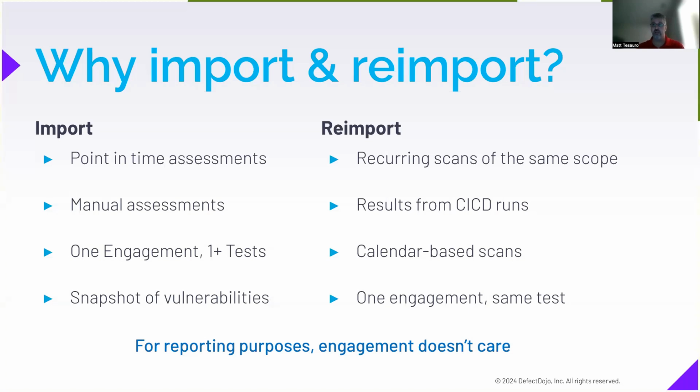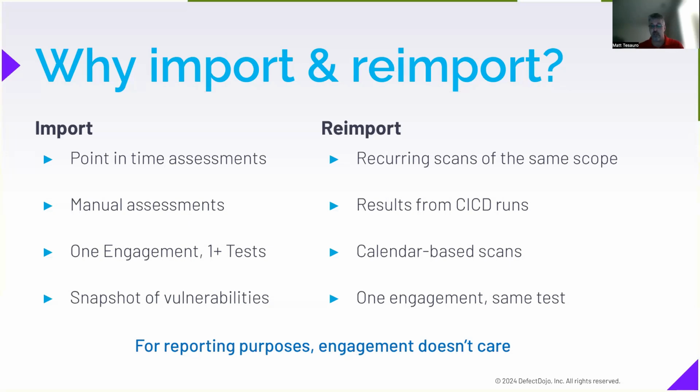And the idea here is that I'm doing recurring scans and the scope of those scans isn't changing. So every week I'm scanning my entire network infrastructure, or every month or every release I'm doing a SAST scan of my code base, or whatever it is, I'm doing a container scan on every deploy. Doesn't really matter from a DefectDojo perspective what tool it is, but the really important thing for re-import is the scope doesn't change. So I'm doing the same thing over and over.